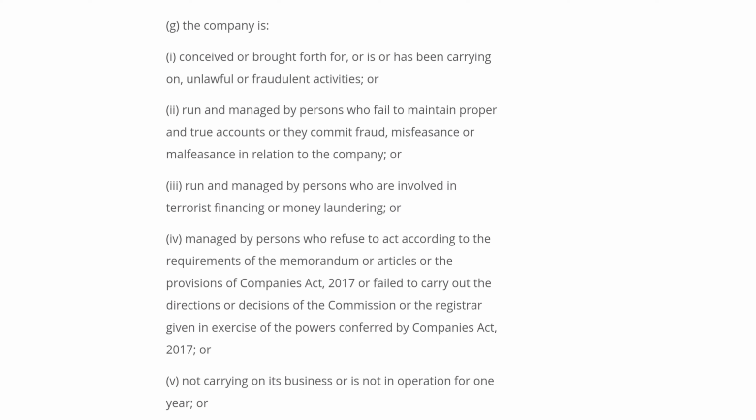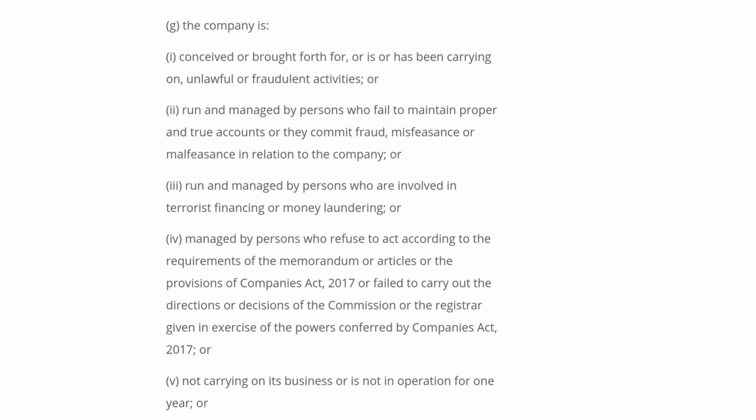If a company is created, even if it's not an NPO, it has to run and manage its accounts and maintain those proper accounts, and of course do so honestly and truly and not fraudulently. So if there is some sort of fraudulent activity as regards the accounts of the company, then once again that is going to be a valid reason for the SECP, that is the Commission, to revoke that NPO's license.